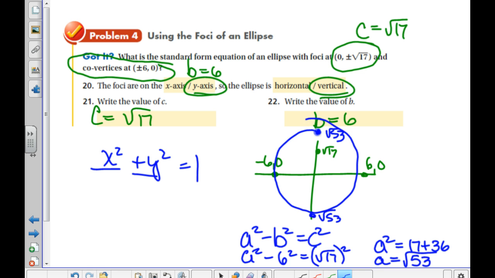Didn't even ask us to draw it. We were just supposed to come up with the equation. That's my worst picture ever. Now what? What goes under the x? 6 squared, which is 36. It's a squared or b squared that goes under there. In this case, it's b because it's a minor axis. A squared goes under here. What's a squared? 53.